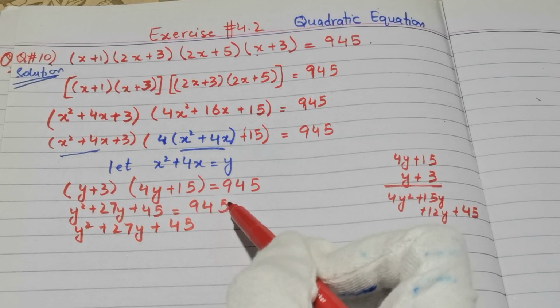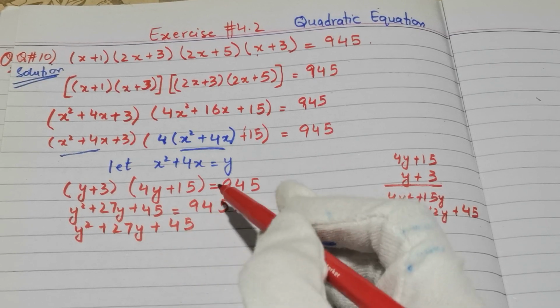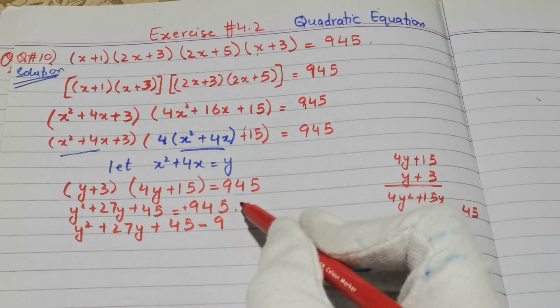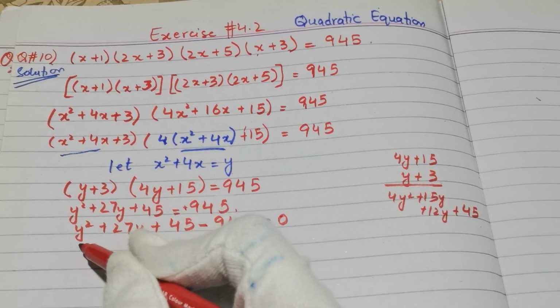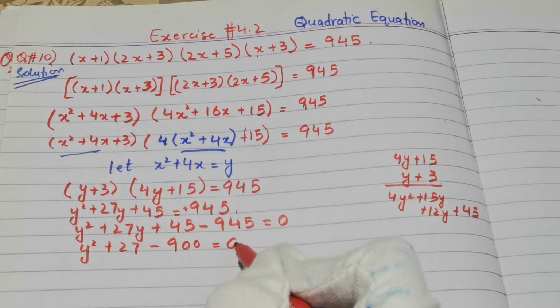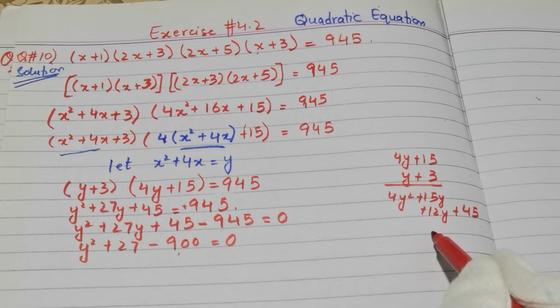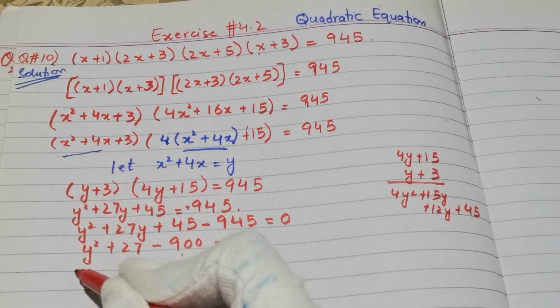Now we will take this term to the left side, so the positive sign becomes a negative sign. If there is no sign, we write positive, and a positive sign becomes a negative sign. 4y square plus 27y minus 900 is equal to 0. Now we will make factors. 900 is a large term, so instead of using factors, we will directly apply the quadratic formula.